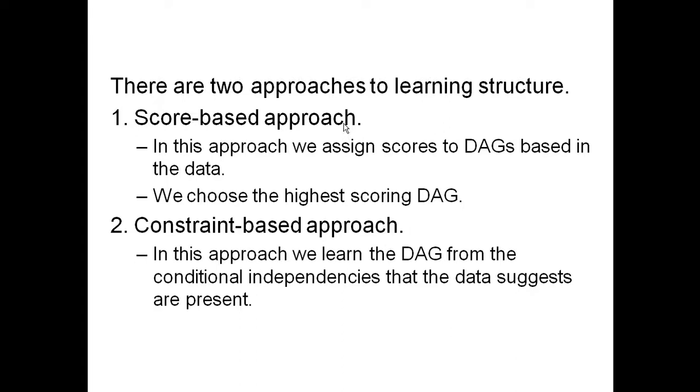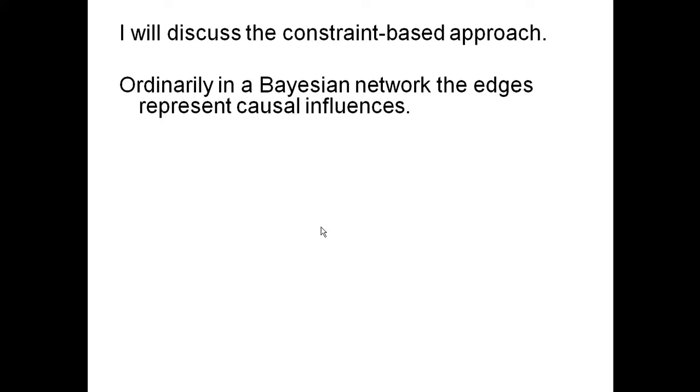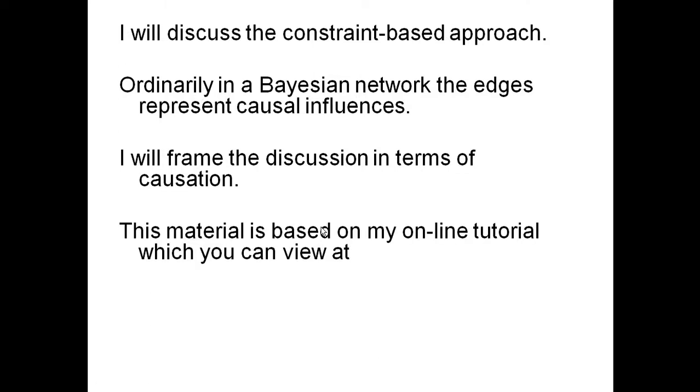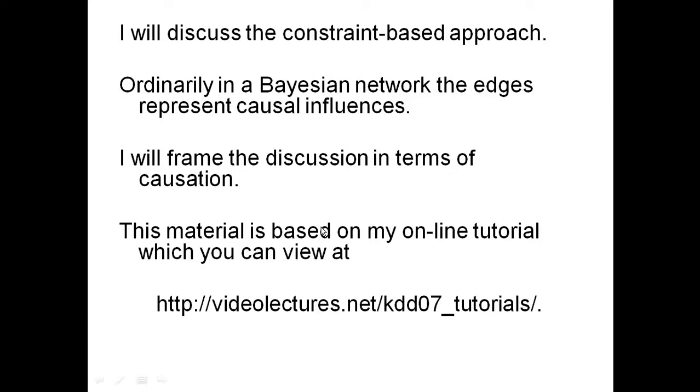I should mention that in my own research experience, I have found more use for the score-based approach, but the constraint-based approach is more intuitive, so I like discussing it. I'm not saying that this approach isn't more useful, just that my own particular research has done better using the other one. I'll discuss the constraint-based approach. Ordinarily, like I said before, Bayesian networks represent causal influences, so I will frame the discussion in terms of causation. The material is based on my online tutorial which I gave at the KDD conference about 5 or 6 years ago, and you can view it at this website.